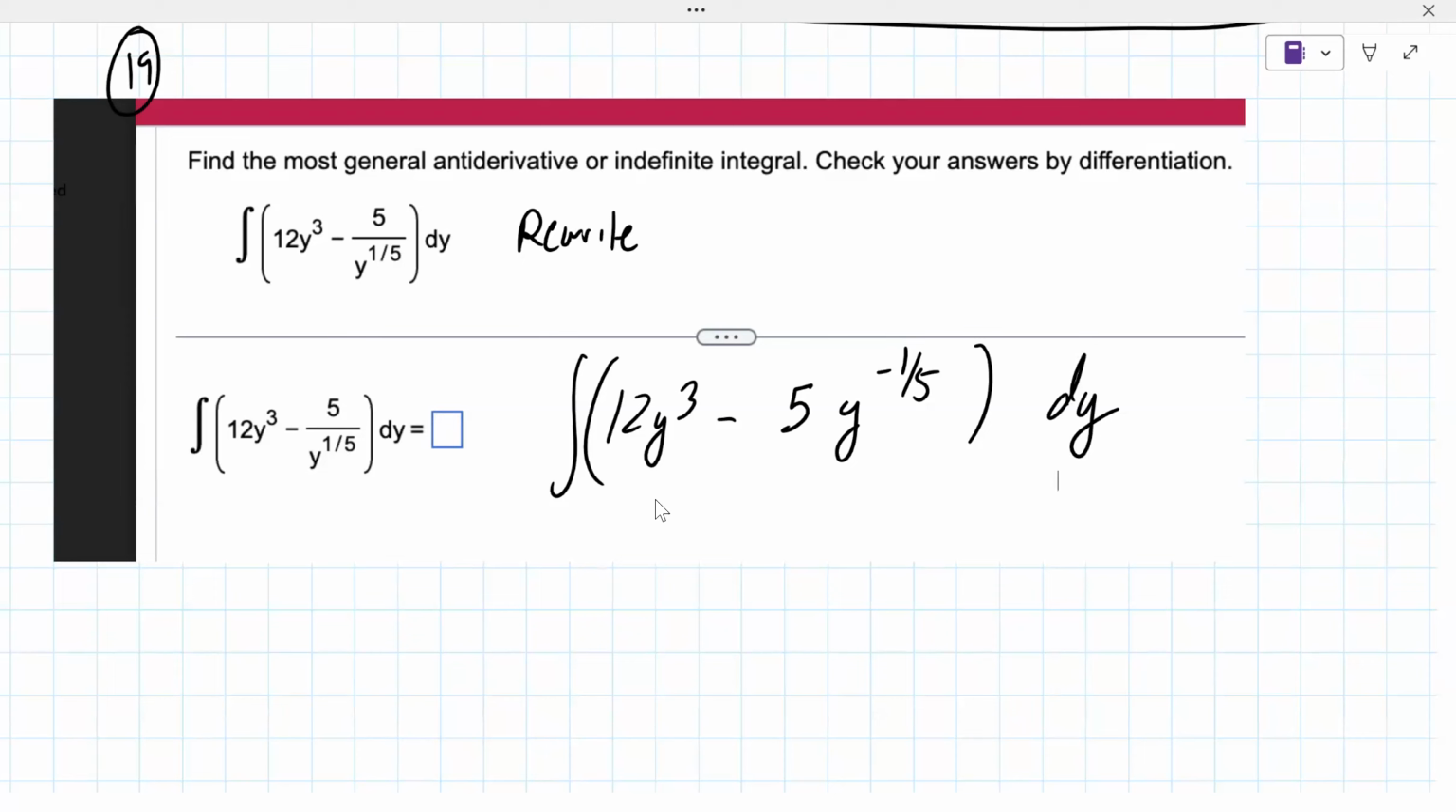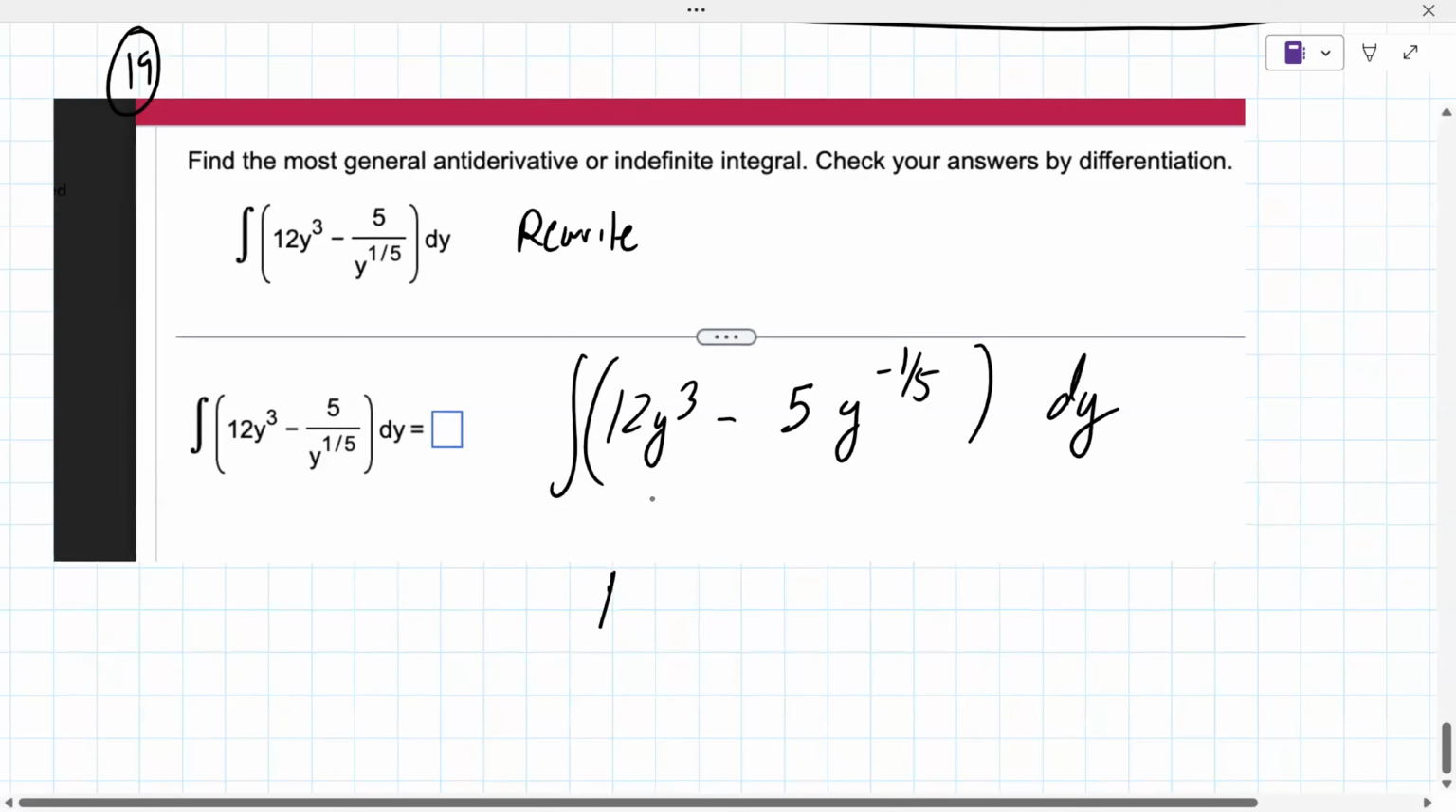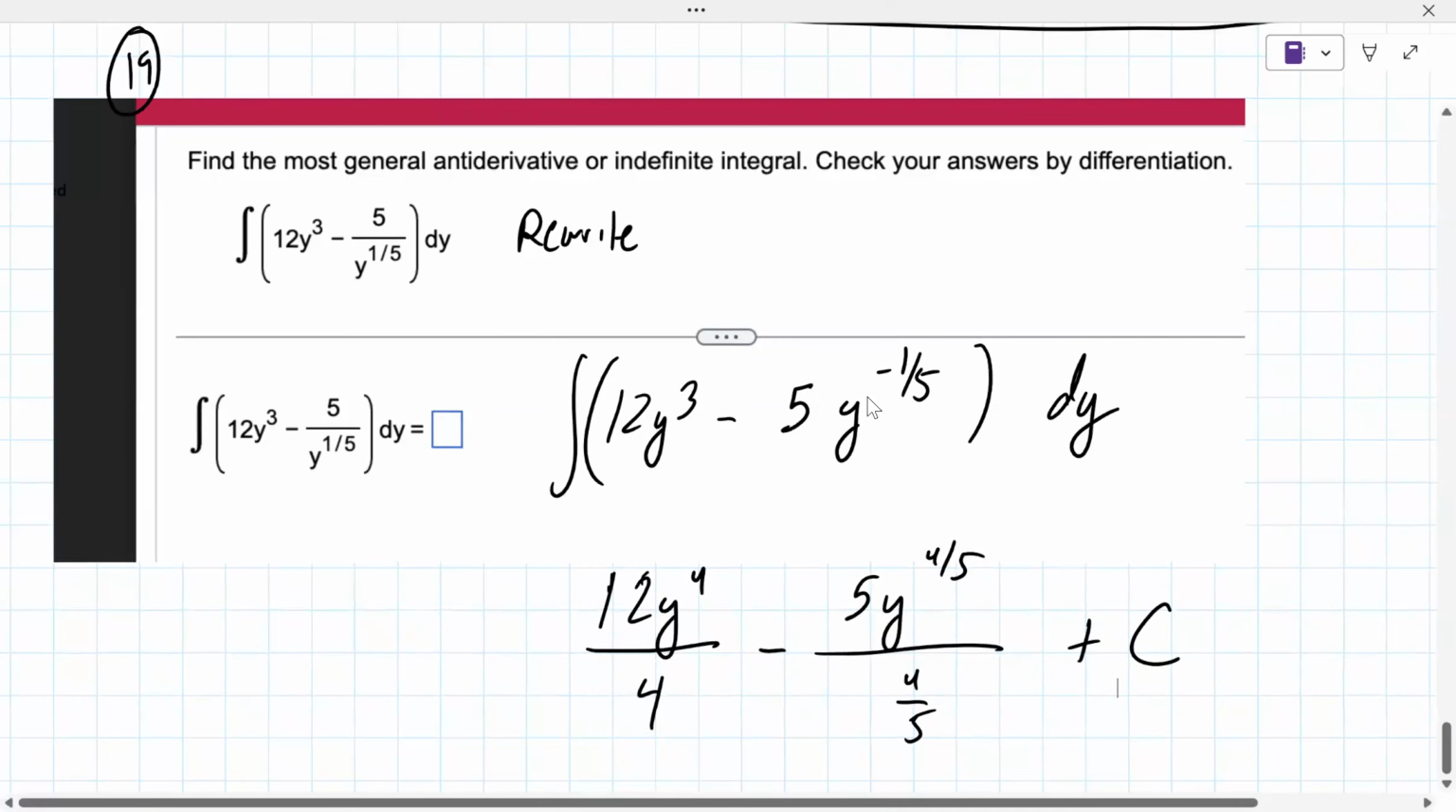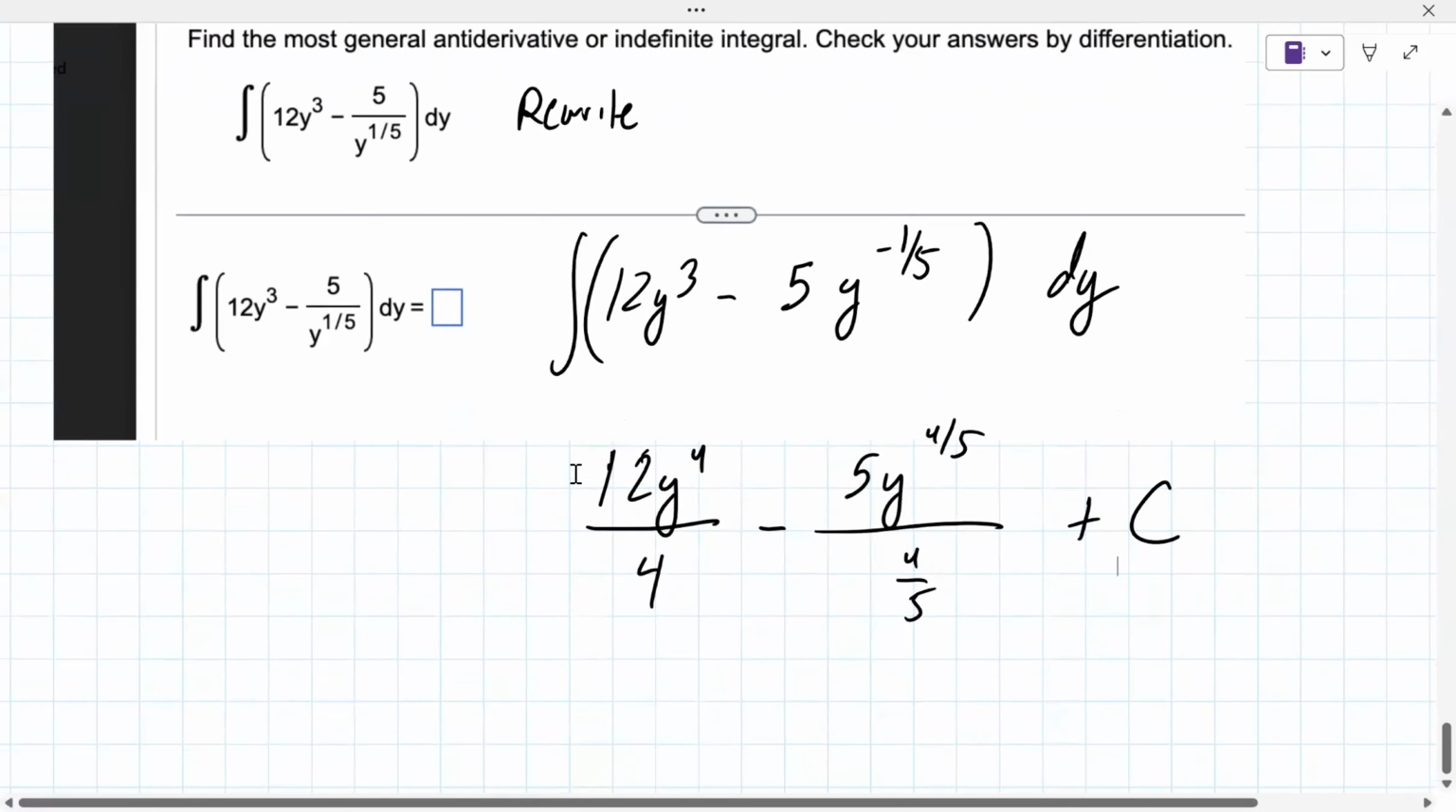I got 12y to the 4 minus 5y to the 4/5 over 4/5. Okay, this one's over 4. Plus c. Yeah, that's important. Okay, keep going here. You've got to simplify a little bit here.